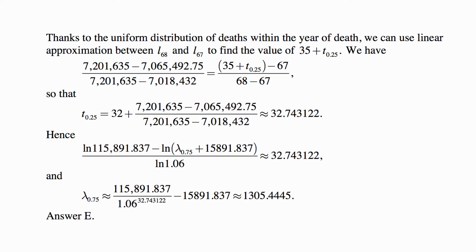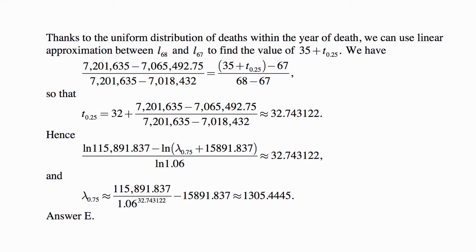And we basically say that the fraction of the interval between the population sizes is the same as the fraction of the interval between the ages. That's what this ratio here says. Well, then t.25 has to be this 32, which comes from 67 minus 35, plus the ratio of these population sizes that we have on the left hand side. In the right hand side, 68 minus 67 is just 1. And so we really have there t.25 minus 32. 32 moves to the other side, and we get this.